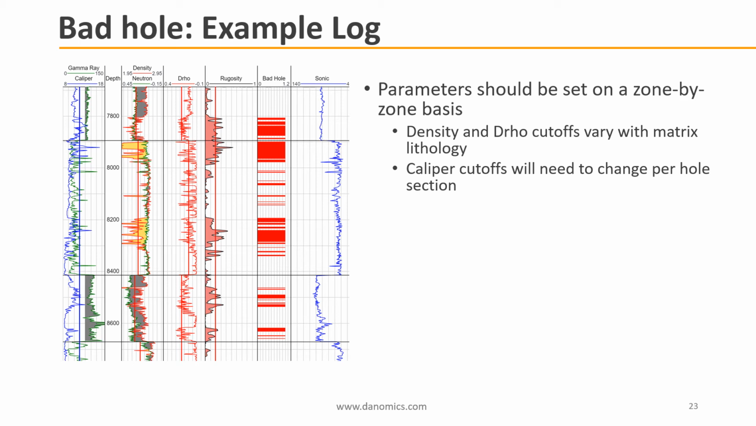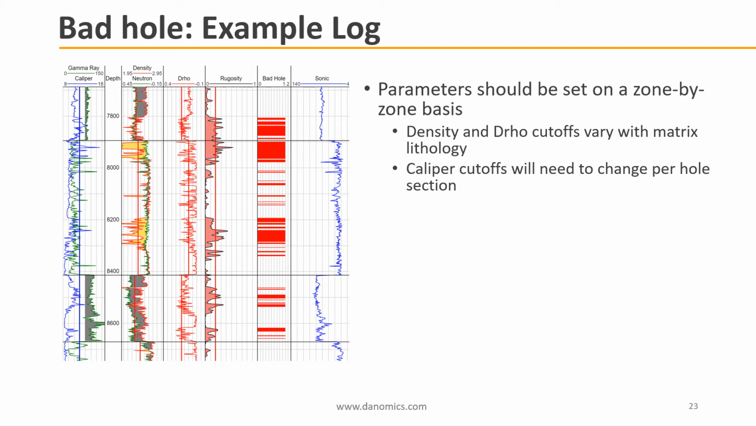So let's look at an example of bad hole. Here we've got a well log from the Austin Chalk. And here we have a couple of very obvious washouts. And we can see a couple of different things. One, as we have different lithologies, we probably want to set absolute cutoffs differently. So, if we want to say what is a bad density response just based on the value of the density curve, obviously we would set that differently here in the Eagle Ford than we would in the Austin Chalk.